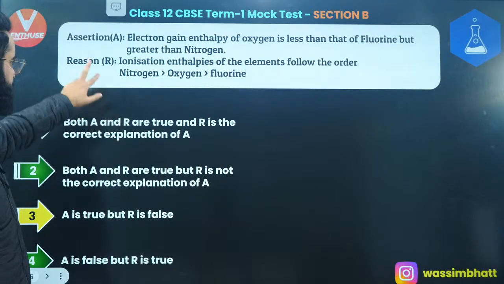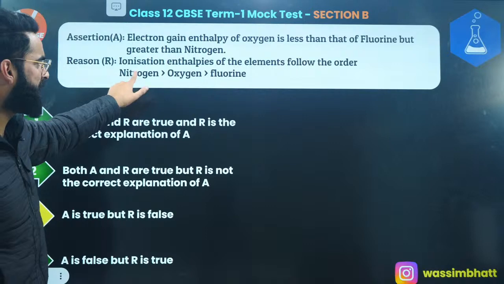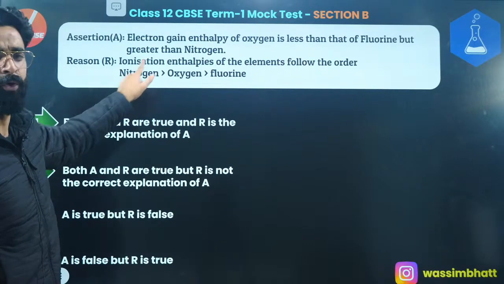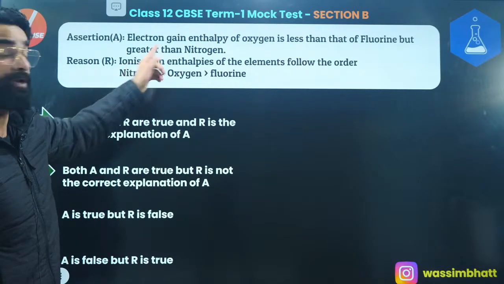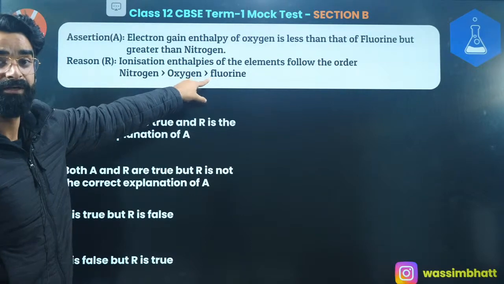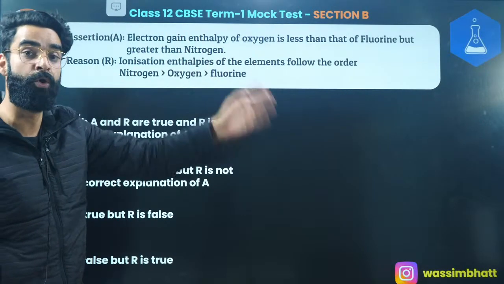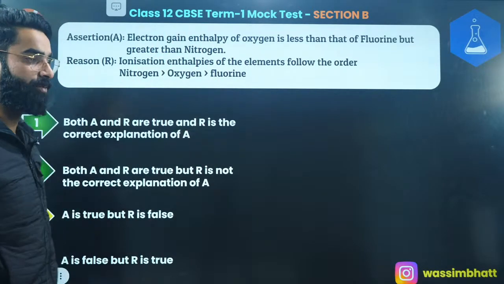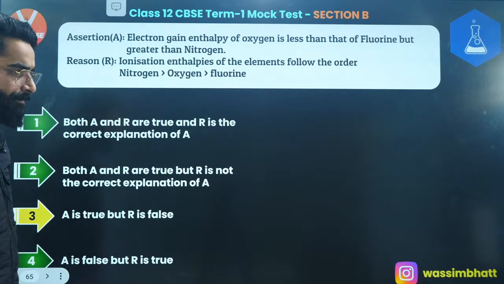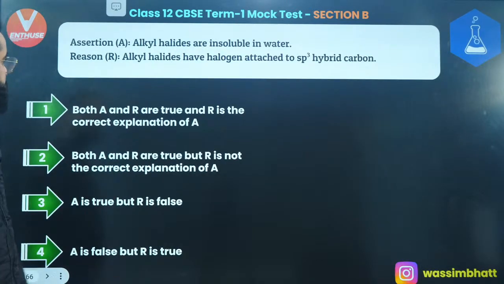But at the same time, if you talk about the reason, ionization enthalpy of nitrogen will definitely be more than that of oxygen, but it's absolutely going to be less than that of fluorine. Group 17 elements have more ionization energy than group 15 elements in general, right? Perfect. One more for you.